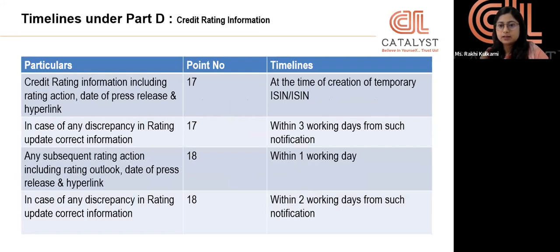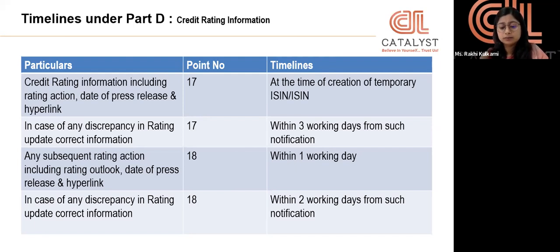And the further timelines, like we understood in the initial stage itself, are with respect to investors. From the investors' point of view, credit rating is one of the primary parameters which investors see while subscribing to the issue. So considering that, the rating provided to that particular ISIN, the entire information in the system is captured on ISIN basis. So whatever credit rating is provided to that particular ISIN is required to be updated in the system. Such information should include the ISIN, press release date and hyperlink of such press release. And again this information is to be updated at the time of creation of the security, temporary ISIN itself.